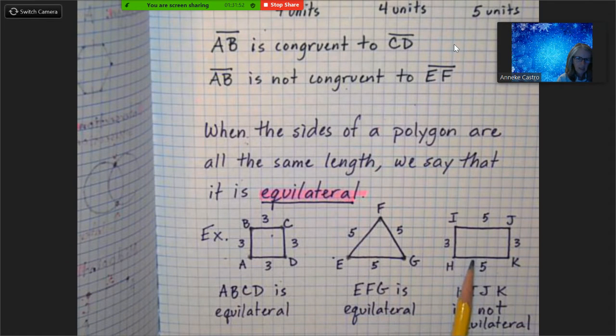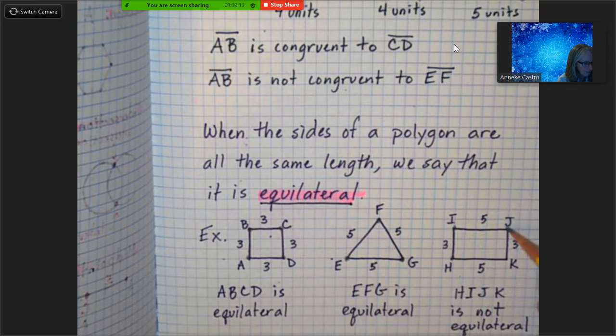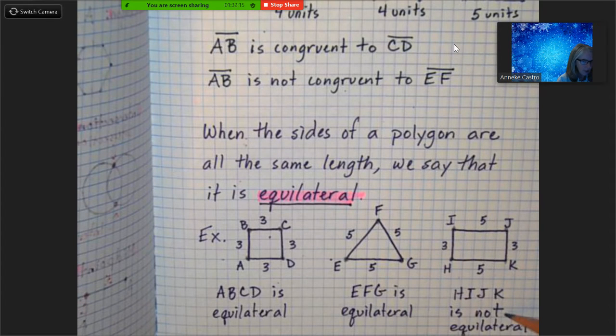This is not equilateral. 3, 5, 3, and 5, they are not all the same length. So this shape, this polygon, is not equilateral. So HIJK is how we name it, by the points here, but it is not equilateral.